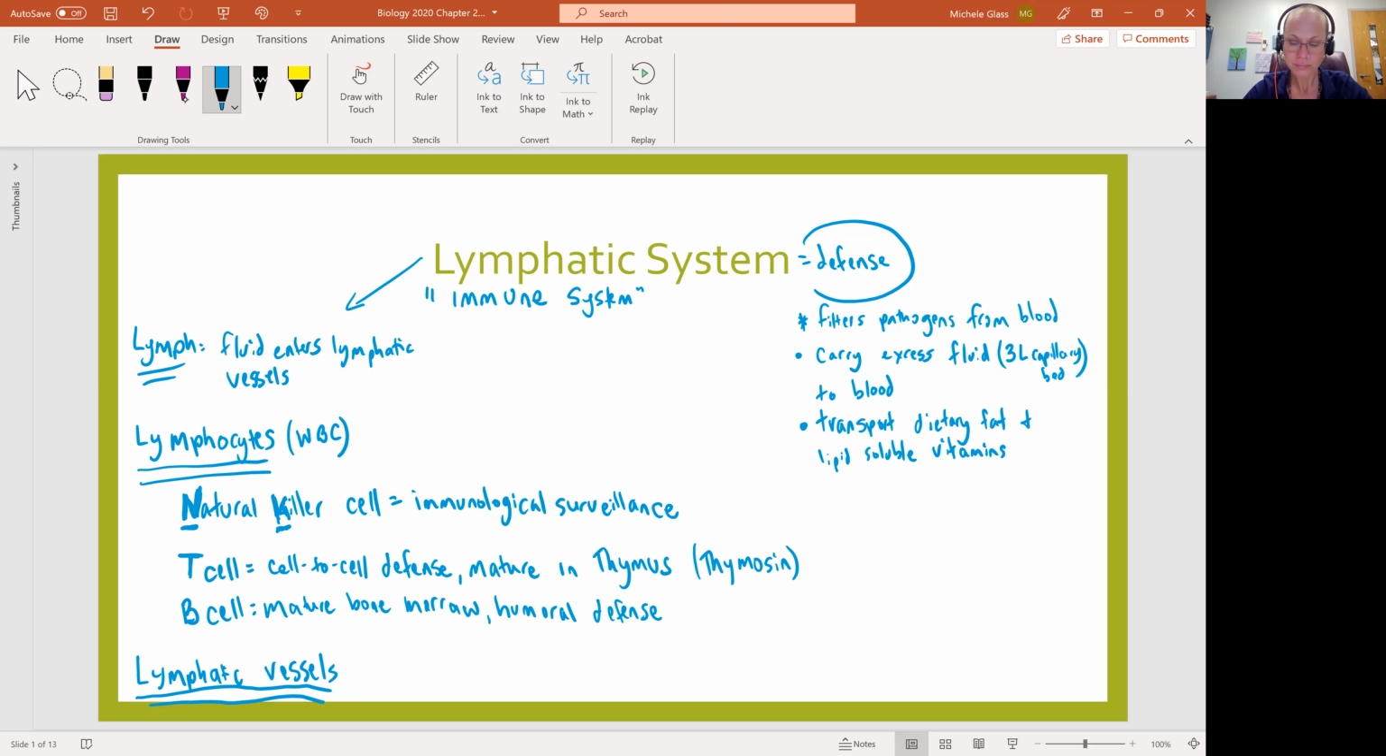And then next, let's list lymph tissue and organs. We'll be going through some examples in detail as we move through our videos. So the lymphatic system is really composed of four things: you have the lymphocytes, you have the lymph, you have the lymphatic vessels, and you have the lymphatic tissue and organs.